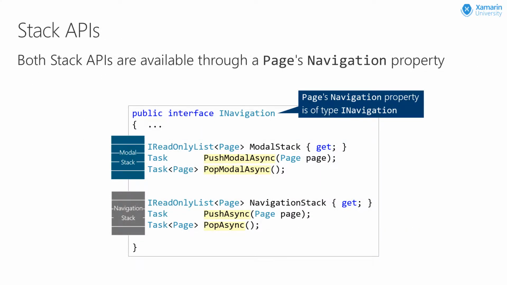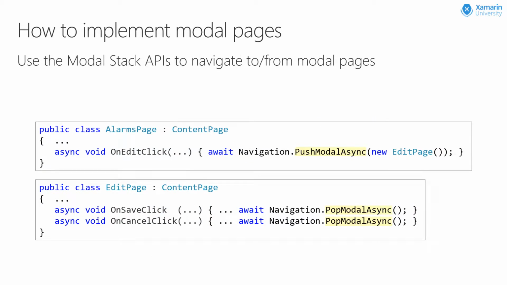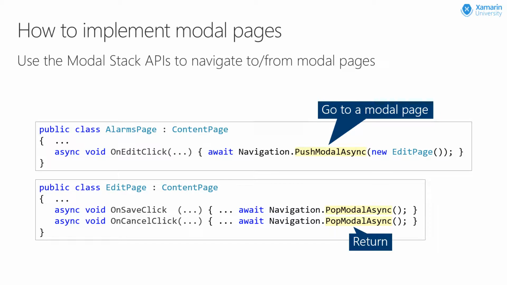Now let's look at the APIs used to push and pop pages modally. Again, they're defined in INavigation, meaning they're available on every page's navigation property. So we can use PushModalAsync to display a page modally and PopModalAsync to dismiss the modal page. Here's an example of displaying a modal page. We instantiate a new instance of our edit page and we pass it into the PushModalAsync method. And to dismiss, we'll call Navigation.PopModalAsync. This is typically done from within the modal page itself.